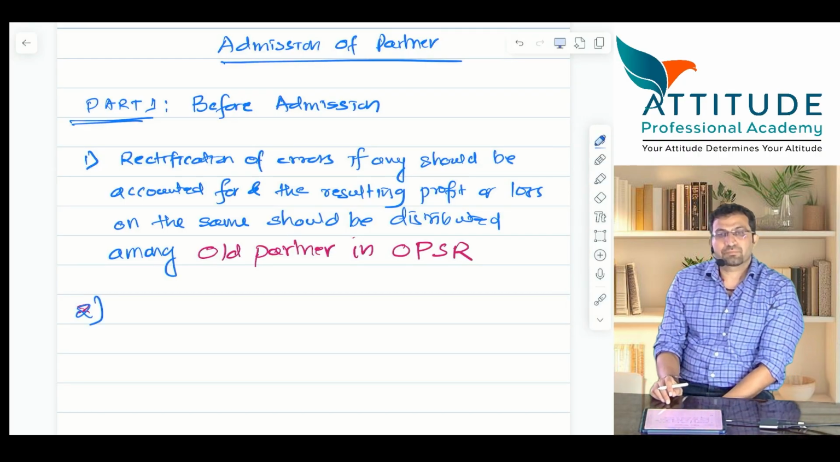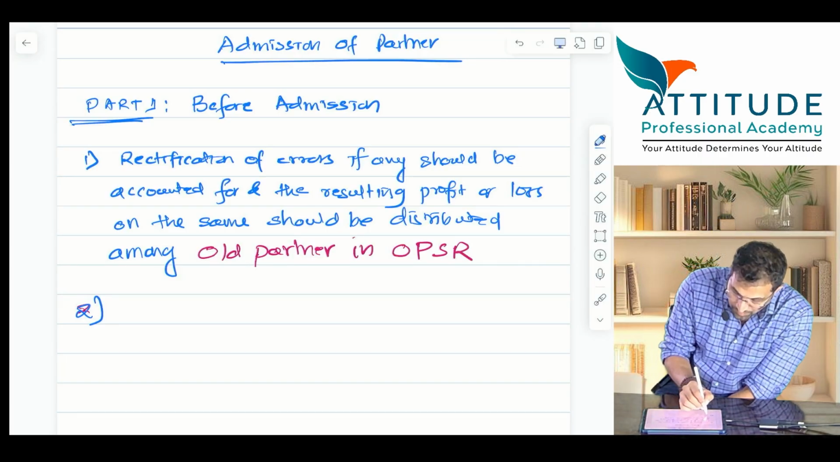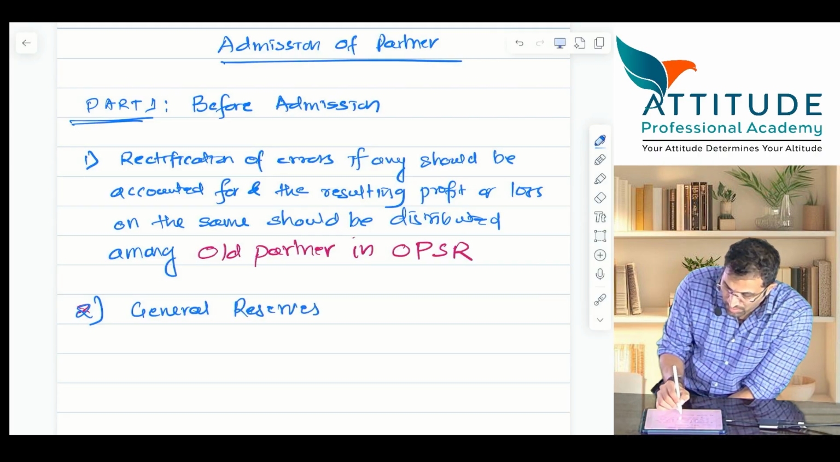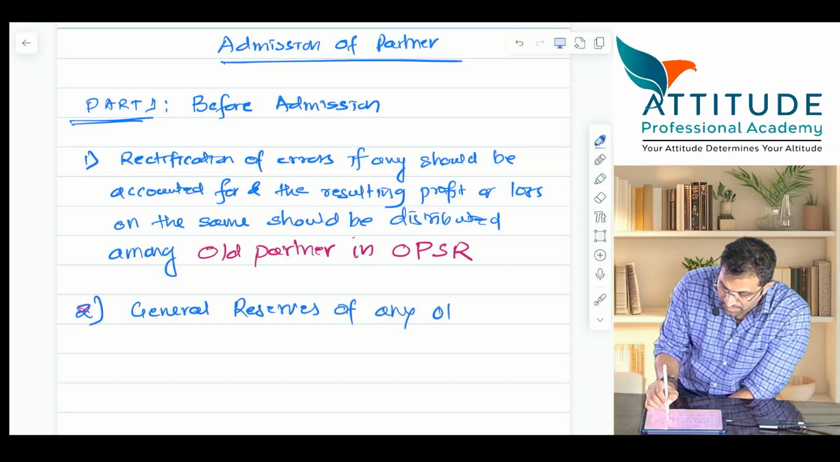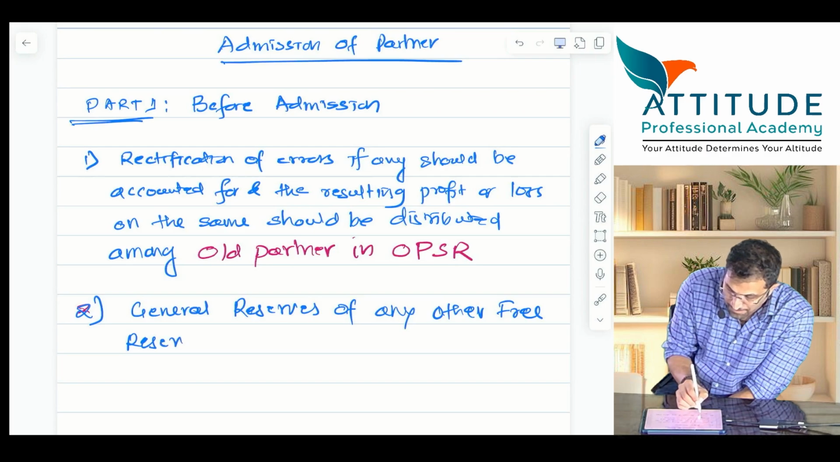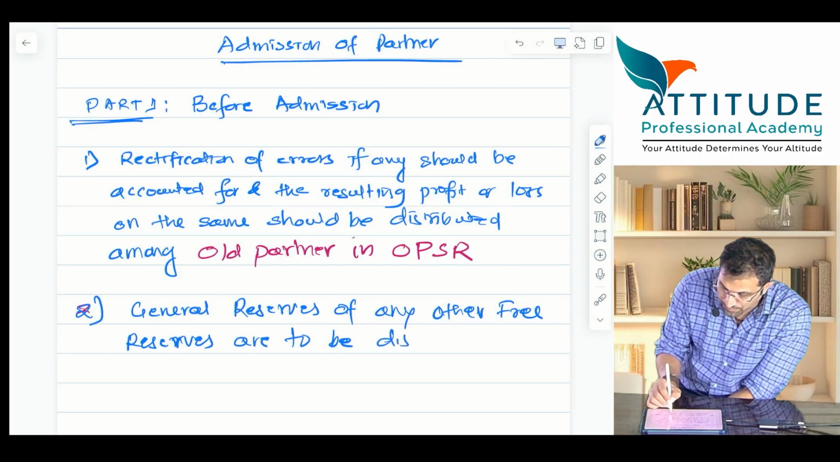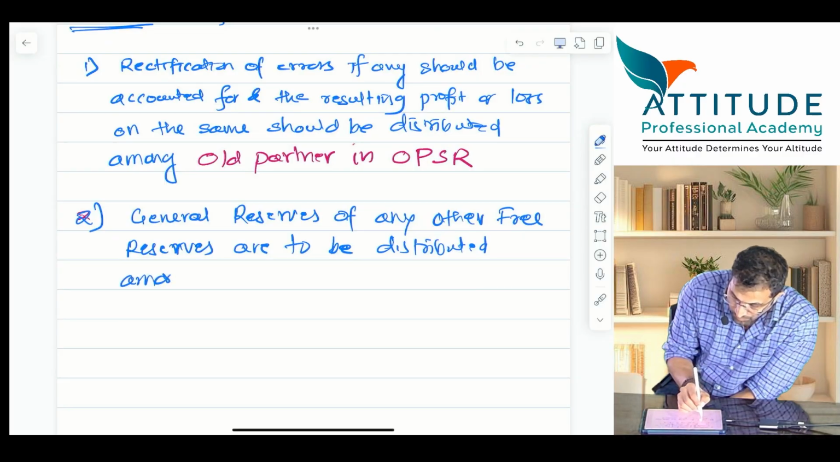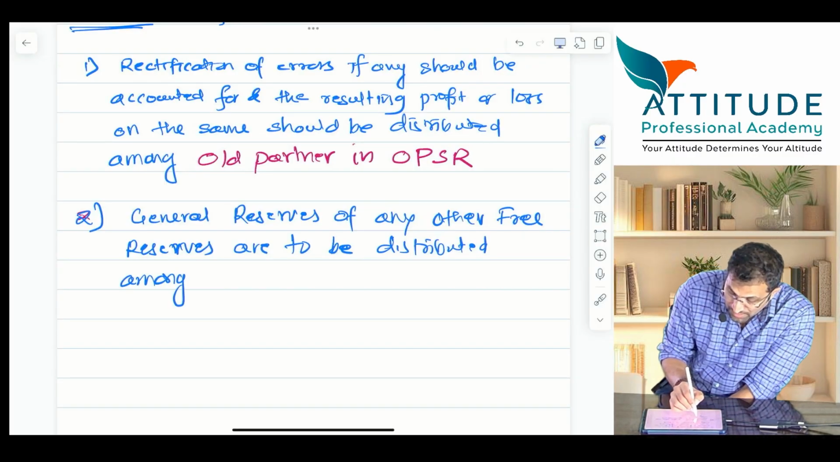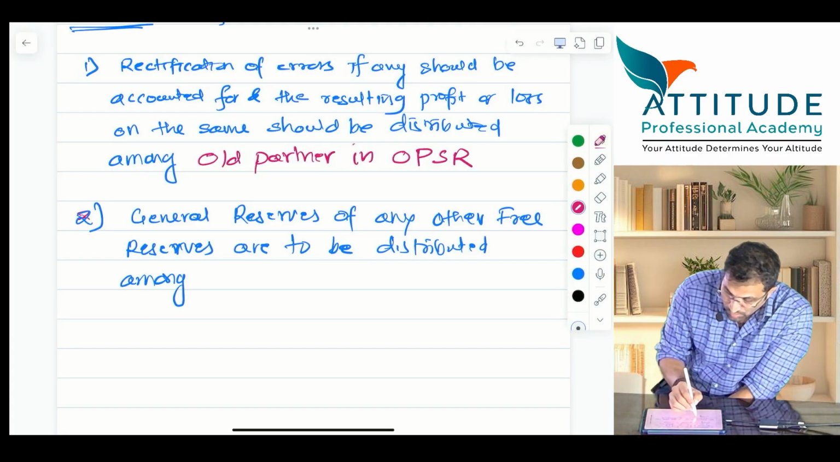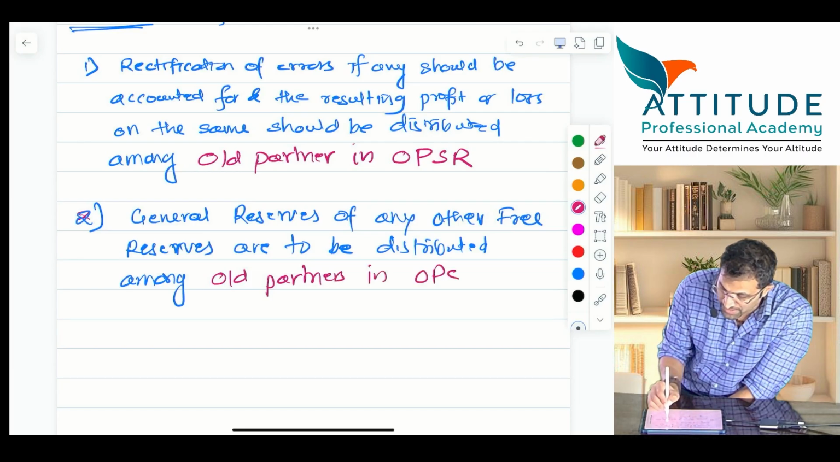Point number 2. General reserves or any other free reserves are to be distributed among, tell me, are to be distributed among, who? Old partners in old profit sharing ratio.